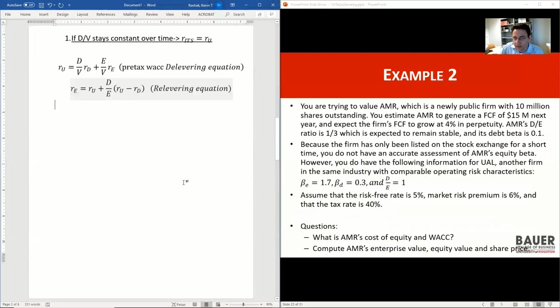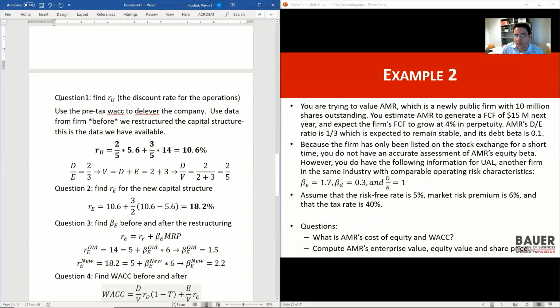This one's a little bit different. In the first example, we had the same company, but we changed the capital structure. So where did the discount rate on the assets come from? Well, we used the data that we had before the restructuring. So we were still using the same company, but we had information before the restructuring, and then we used that information to learn about what happened to the company after the restructuring.